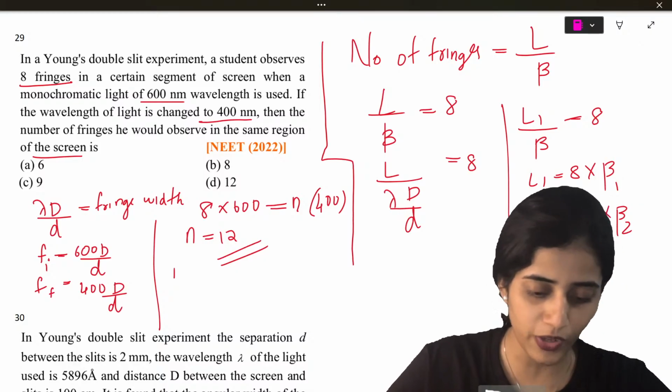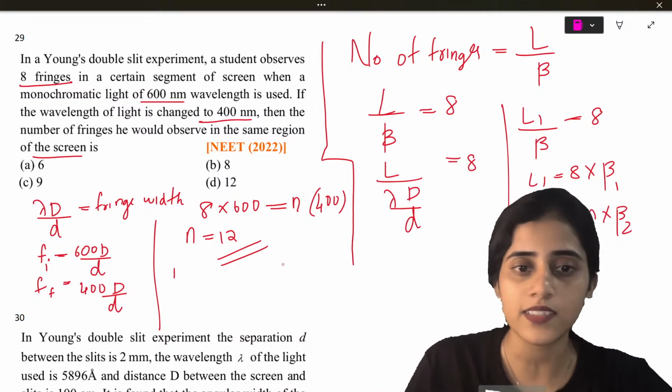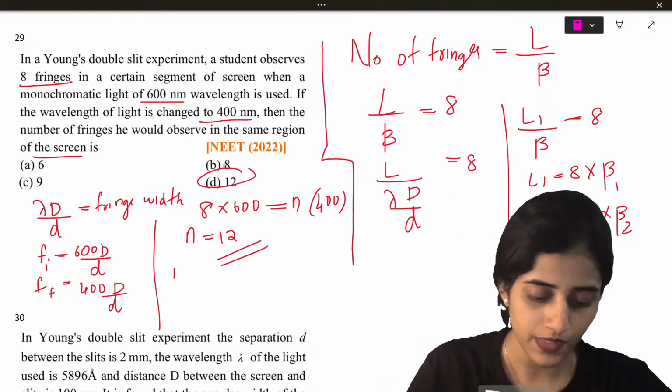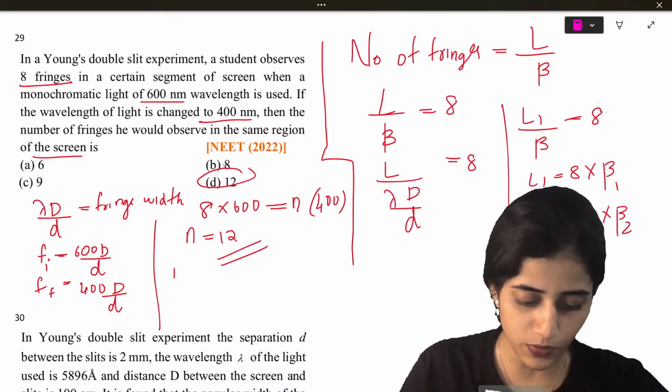Or are you all wondering what I'm doing? So what is the answer? 12. Option D. Yes. Who said D? Okay, Mr. Harihar Kumar said D.